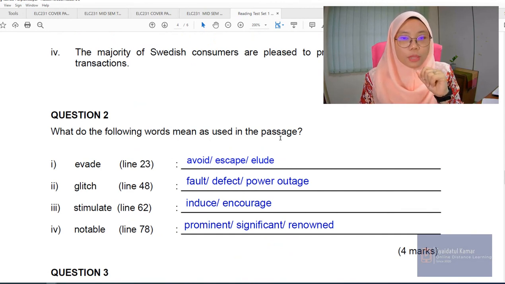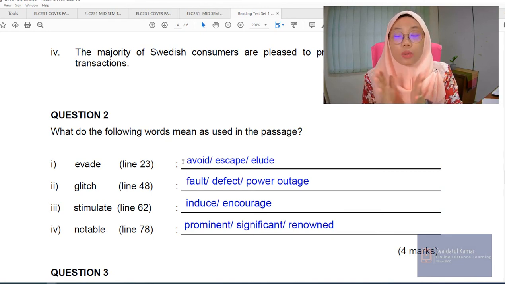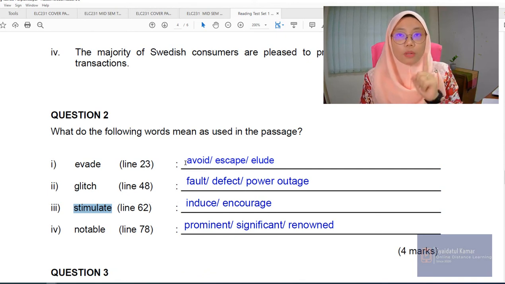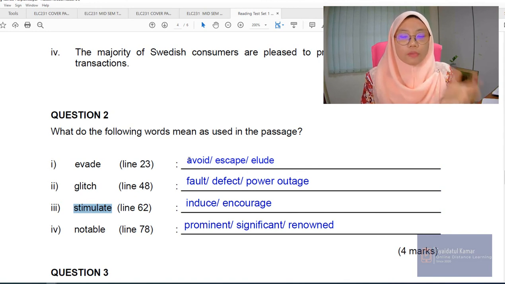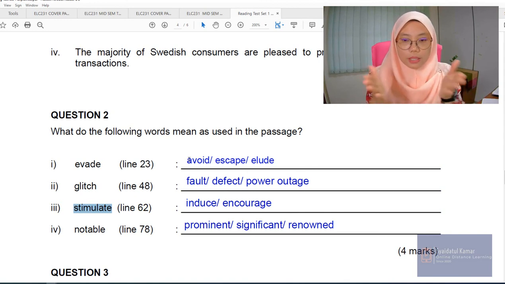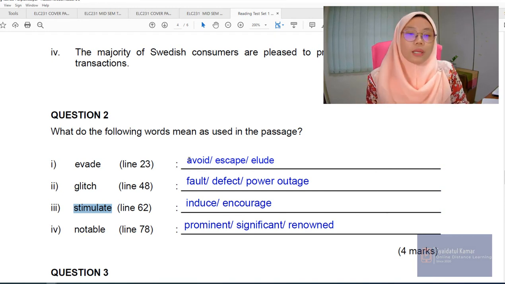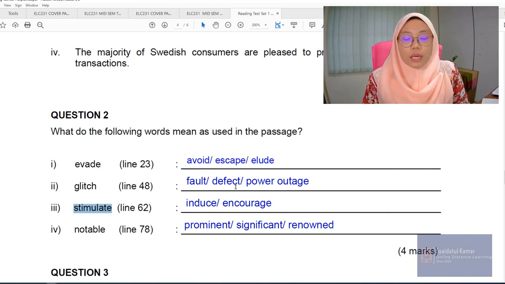And here, question number 2, the reference words. What do the following words mean as they are used in the passage? So, I ask you to give the synonym to the word that is being questioned here. As you can see here, the synonym can be more than one, so you can give more than one answer. If the answer is available as part of the answer key, then you can get 1 point for a correct answer.